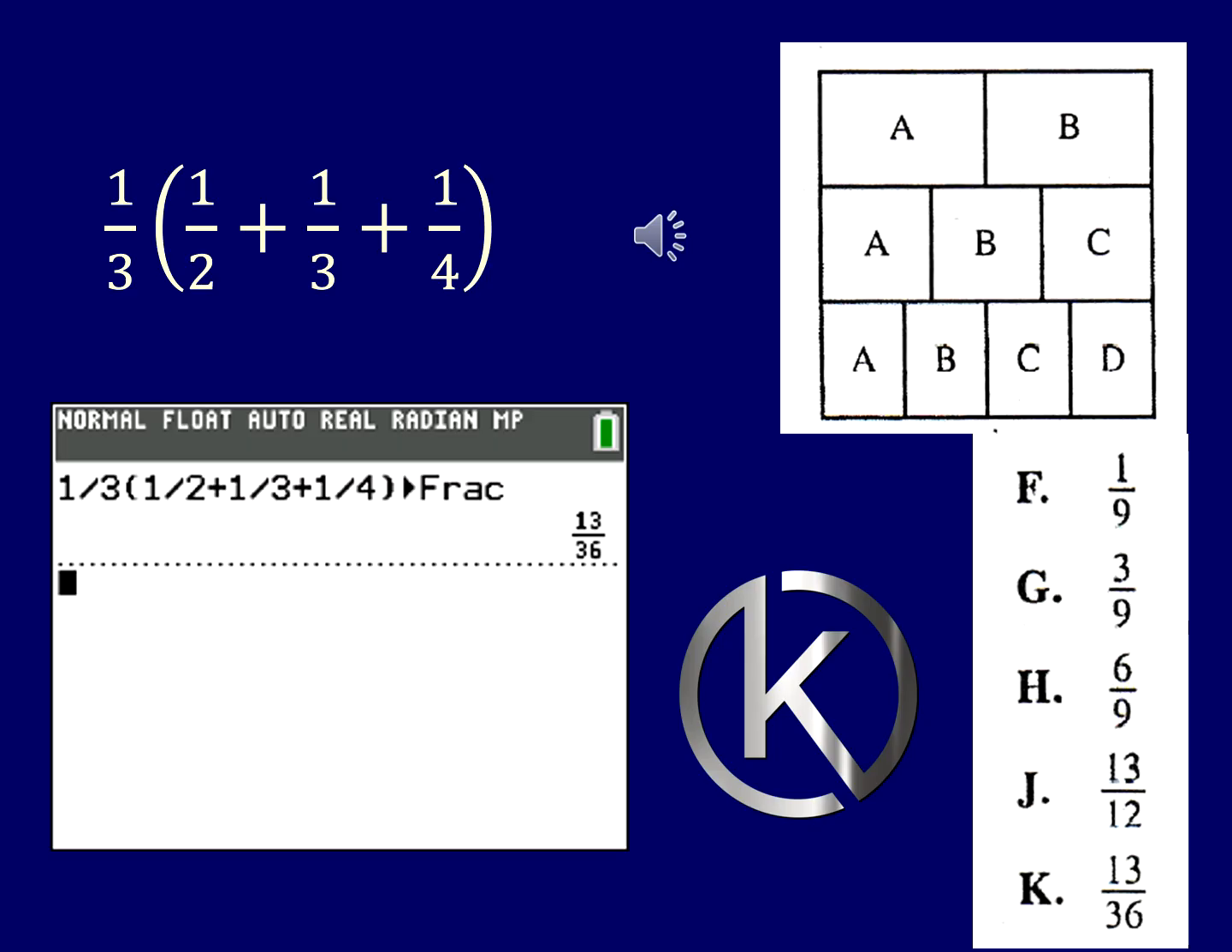So each of the stripes is a third of the square. And in those stripes, half of the top one is A, a third of the middle one is A, and a fourth of the bottom one is A. And that's why I put here a third times a half plus a third plus a fourth. I type that in with my calculator, remembering again that you can always just use divided by to enter fractions, and remembering that if you hit math, the first choice that pops up is change it to a fraction. And here, when I do change it to a fraction, I get 13/36. That's choice K.